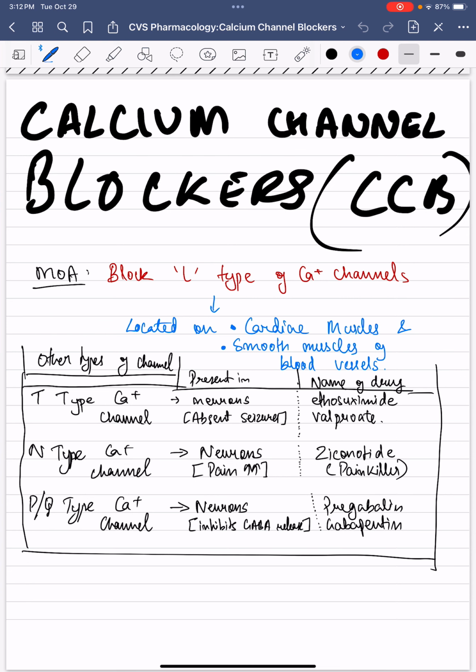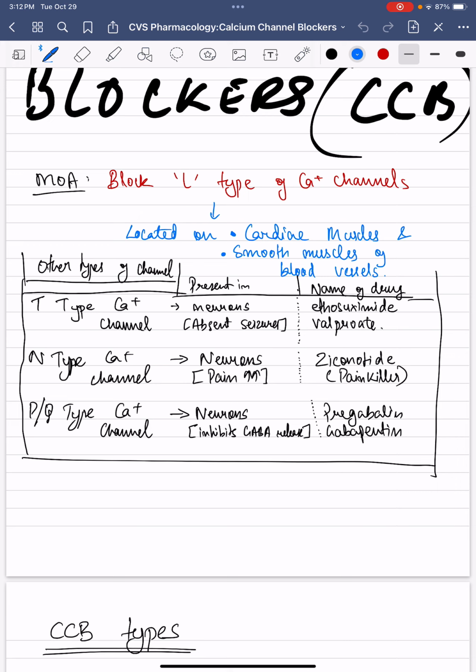So calcium channel blockers, the mode of action is written in the name. It blocks the calcium channels, and it blocks the L type of calcium channels. The L type of calcium channels are located on the cardiac muscles and the smooth muscles of blood vessels. There are other types of calcium channels such as T type, N type, and P and Q type calcium channels.